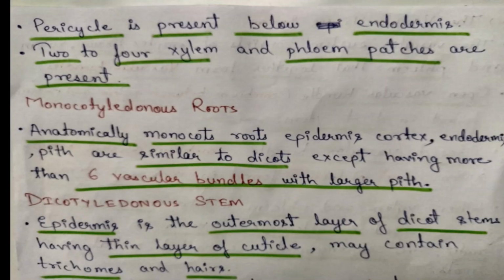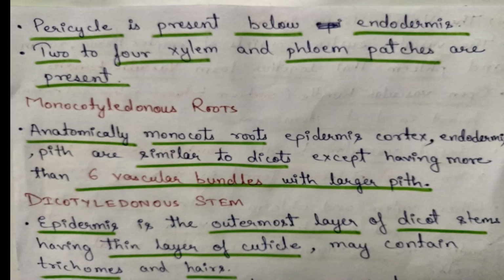Pericycle is present below endodermis. 2 to 4 xylem and phloem patches are present. Next we look at monocotyledon roots. Anatomically, monocotyledon root epidermis, cortex, endodermis, pith are similar to dicot, except having more than 6 vascular bundles with larger pith. What is the difference between dicot root and monocot root is that in monocot root there are more than 6 vascular bundles with a larger pith.